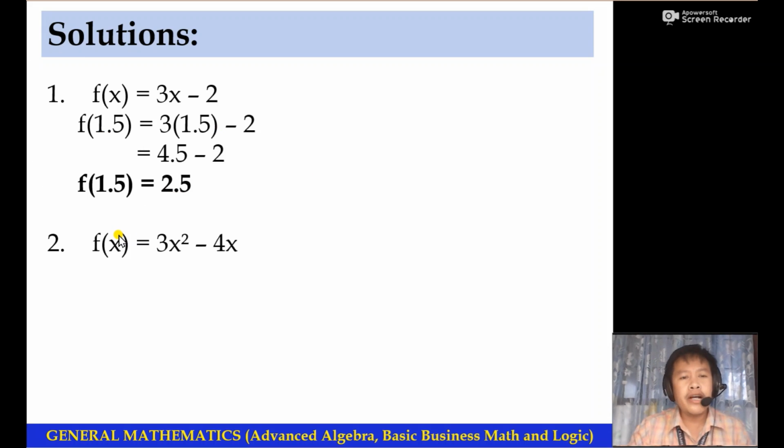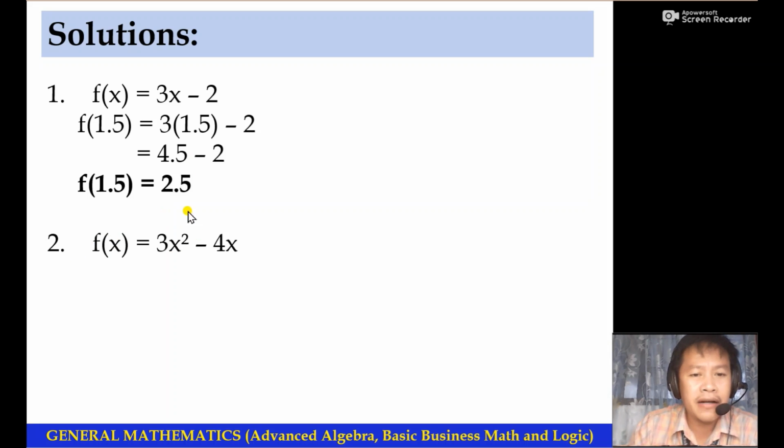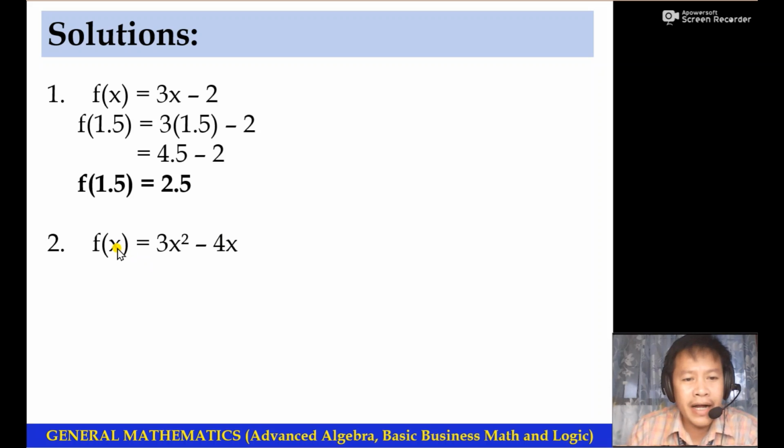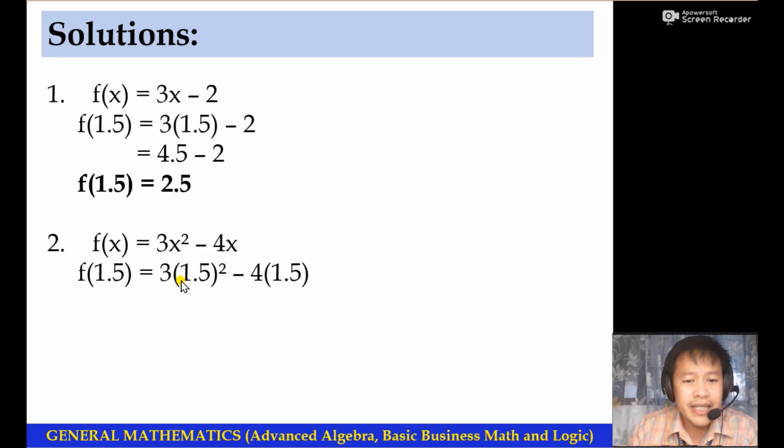Now, how are we going to evaluate function number 2? And this is a quadratic function. What is the value of y if our x is 1.5? We are going to substitute. X here will be 1.5. Therefore, f of 1.5 is equal to 3 times 1.5 quantity squared. We have the exponent here. Our x is no longer seen here because all the x's here are given a value of 1.5 already.